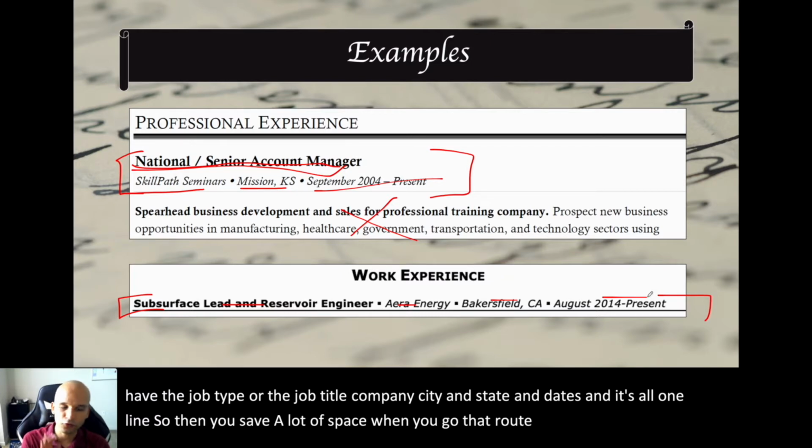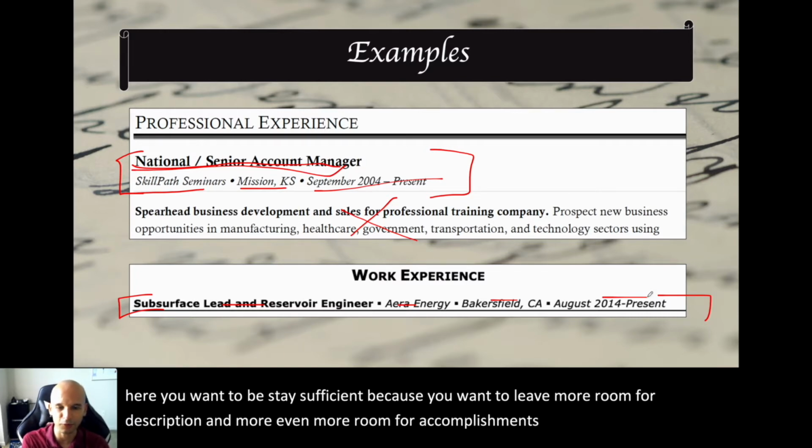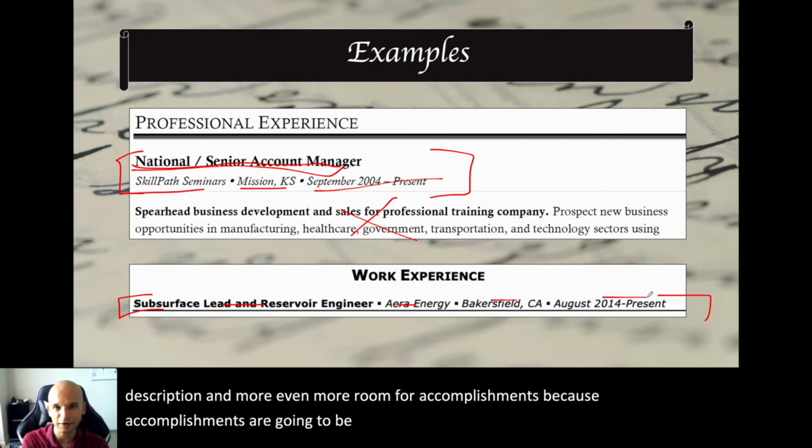The key here is you want to be space efficient because you want to leave more room for description and even more room for accomplishments, because accomplishments are going to be what sell you at the end of the day for any job.